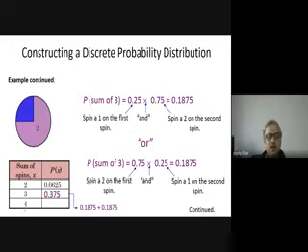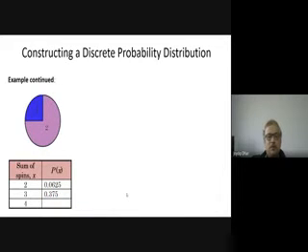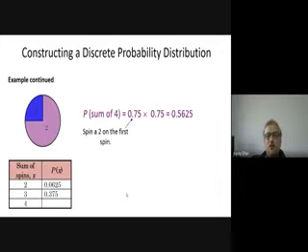Now the last one. We have to check the probability that we get sum 4. For sum 4, in both spins it should appear 2, that is, we get 2 in both spins, and its probability was already 0.75 into 0.75. So for sum 4, the probability is 0.5625.